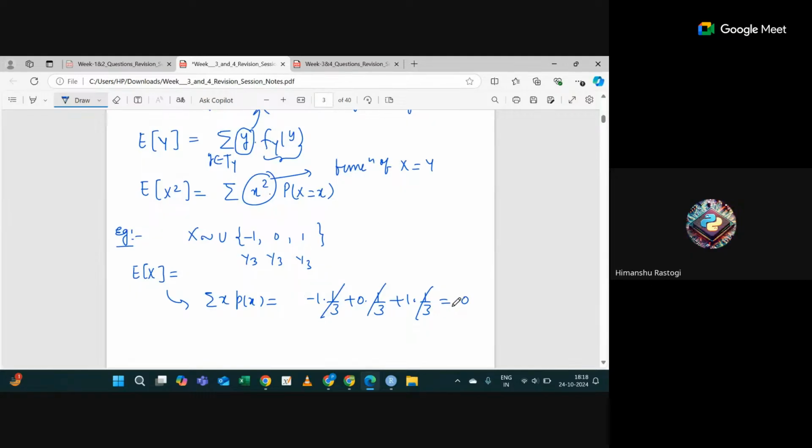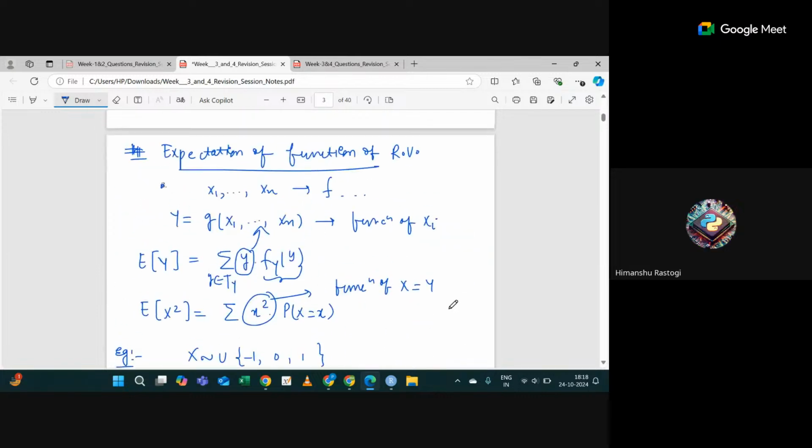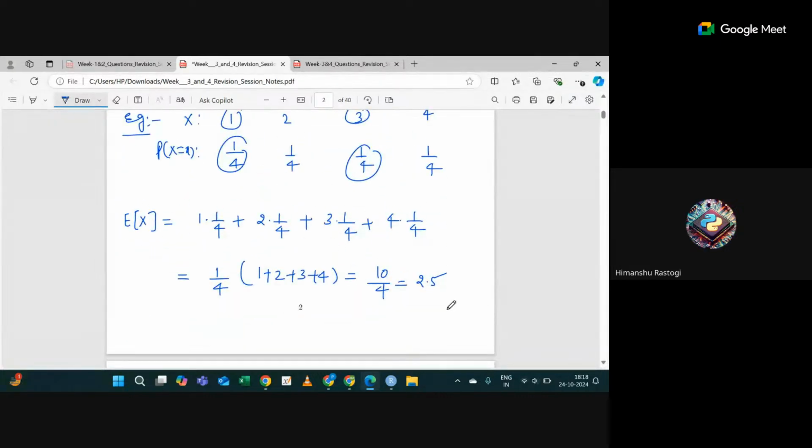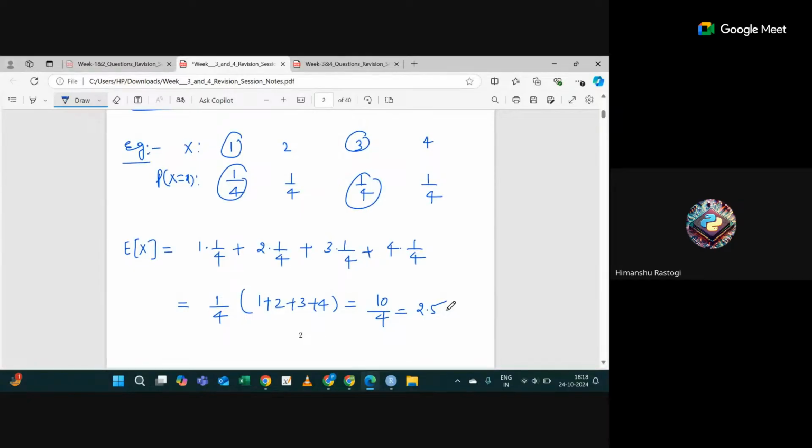Sir, that 2.5 value in the above page, this expected value 2.5 cannot occur directly in the given choices. 2.5 cannot directly occur, right? Yes, yes. It's a long run average. Okay. Yeah, long run average.